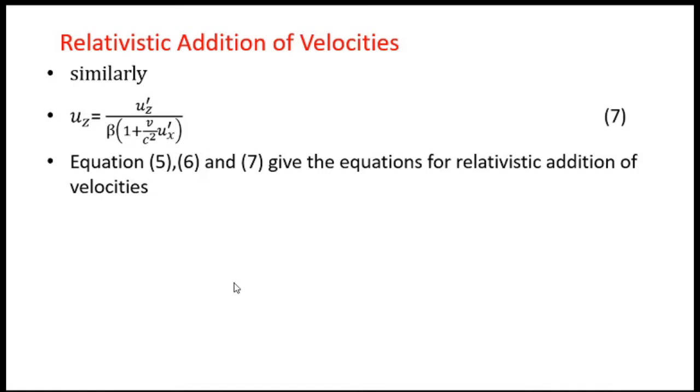On the same logic, with the same mathematical steps, we can derive that the z component of velocity uz is equal to uz dash upon beta times 1 plus v upon c square ux dash. This is our equation 7. So equations 5, 6 and 7 give the velocity components in the frame S in terms of the velocity components in the frame S dash. Equations 5, 6 and 7 are called the equations for relativistic addition of velocities.